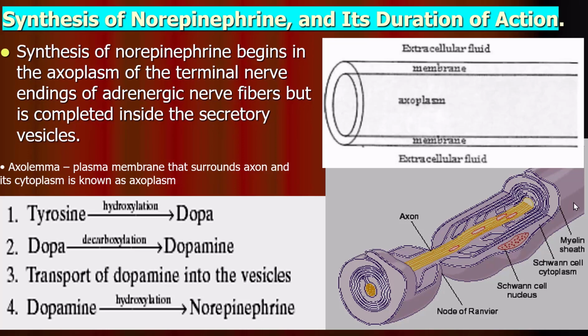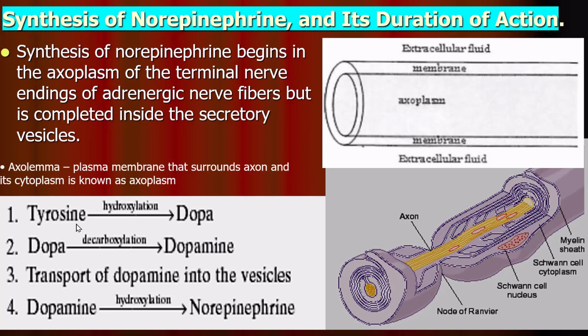You can see that we have discussed that it is covered by the myelin sheath. Under the myelin sheath we have a membrane around the neuron axon, which is called the axolemma. This is actually the cell membrane of the axon, and inside we have a space or a tunnel in which we have a fluid, and that fluid is called axoplasm. So the synthesis of norepinephrine occurs in the axoplasm of neuron terminals.